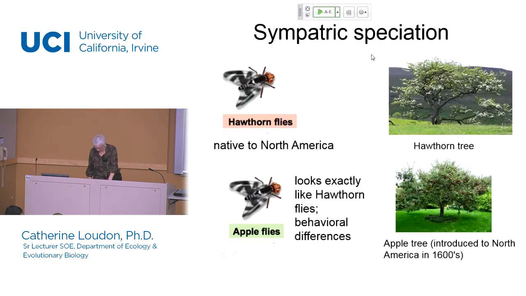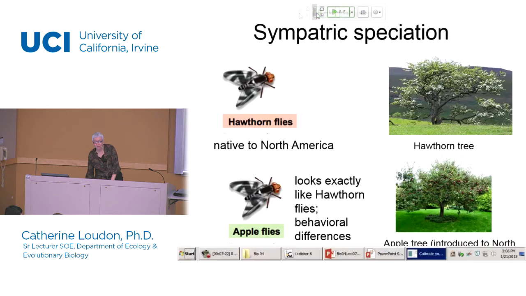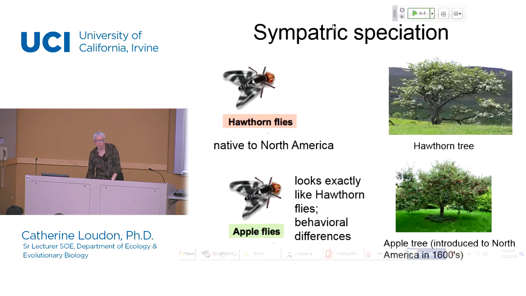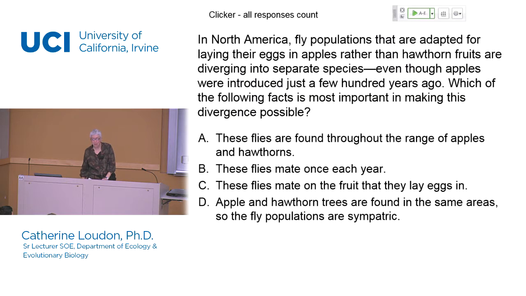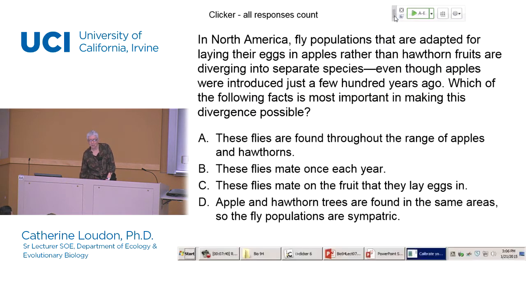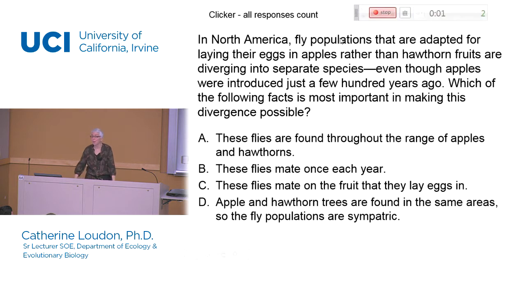And as promised, we left off last time talking about sympatric speciation, considering the example of the hawthorn flies and the apple flies, and why this is considered an example of incipient sympatric speciation, meaning that it appears to be a case of speciation caught in action. And I promised a clicker question, and here it is. I'll go ahead and start it up, and then I'll read it to you. All responses count. Do your best to pick the right answer, and then we'll discuss it.